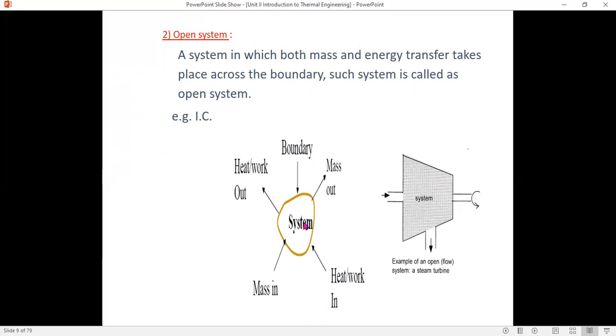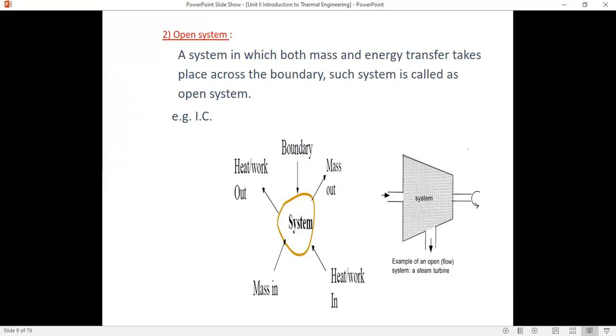If we consider a system, heat and work are the output, and mass we can also expect as the output. If we give mass in, then we can expect mass output, and if we give heat input, we can expect heat output of the system. Then such a system can be regarded as an open system. An example is the internal combustion engine.